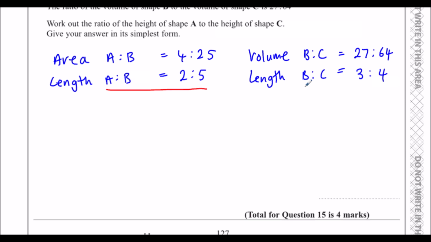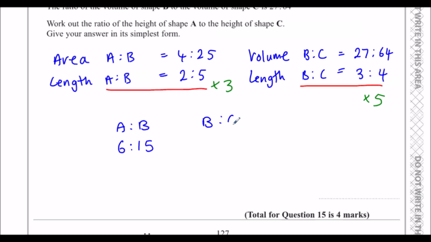And B to C is 3 to 4. So we need to make them the same. So to get them in the same ratio, we need the B's to be the same. So if we times this one by 3 and times this one by 5, for A to B, we're going to have 6 to 15.